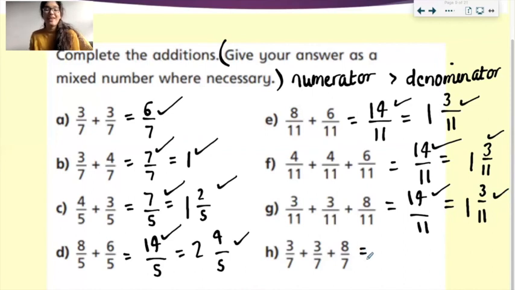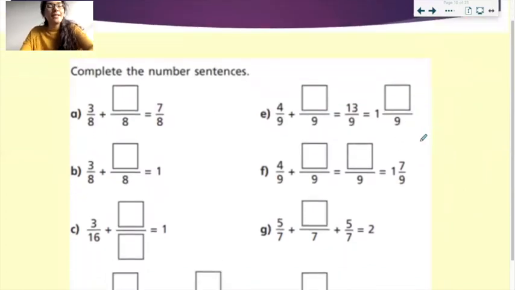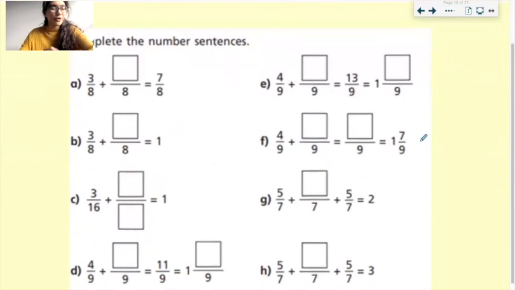Fantastic, boys and girls. Lastly, question H. 3/7 plus 3/7 plus 8/7 is equal to 14/7. And that is equivalent to 2, because 7 goes into 14 2 times. So that's a whole number there for you. Next independent piece of work. Complete the number sentences. Off you go.